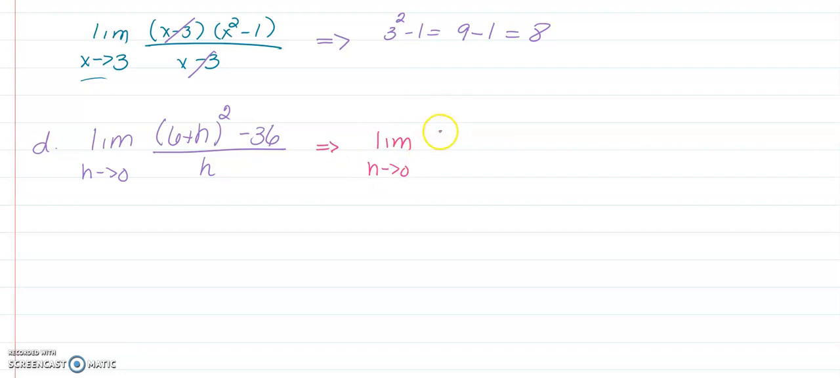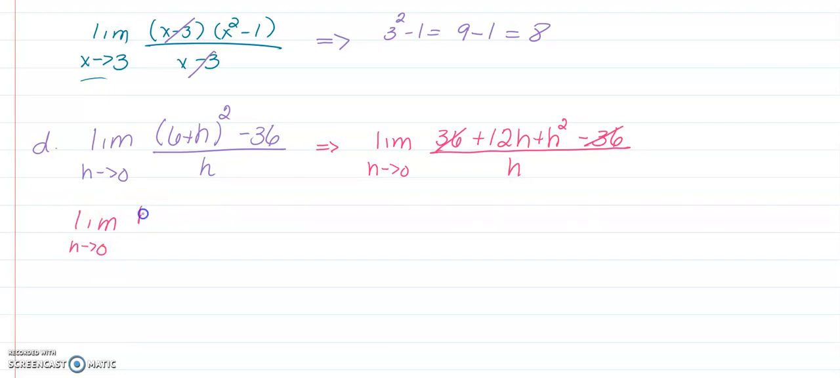And so I will go ahead and rewrite that squared term, that squared binomial. Okay. My 36 minus 36, since they're opposites, they are equal to 0. I have a GCF of h in the numerator, so I'm going to factor that out. Those h's divide to 1, and I'm now allowed to do my algebra. And my final answer is 12.